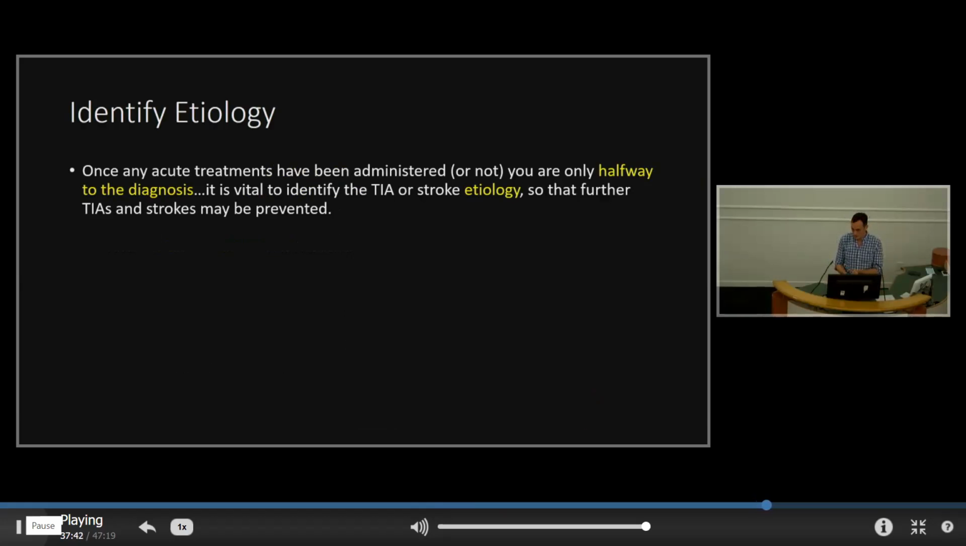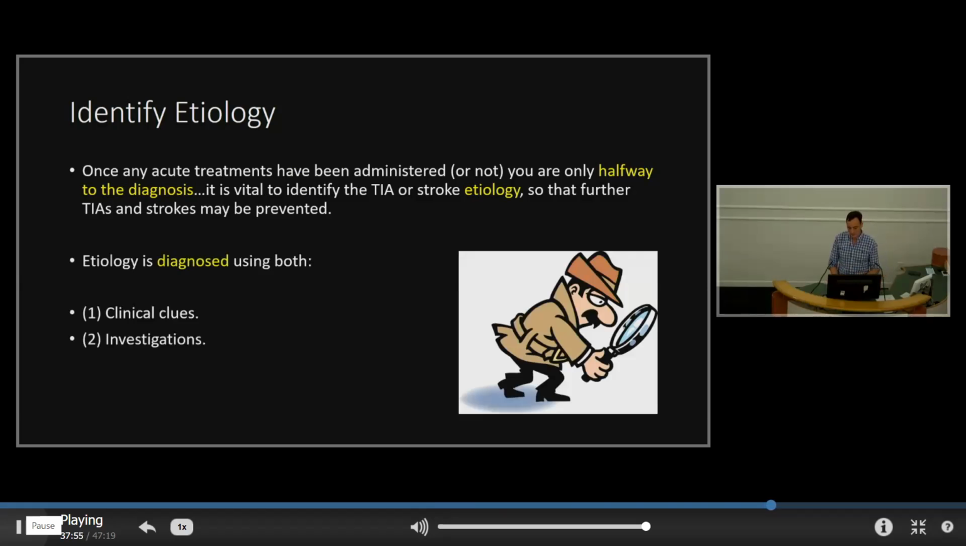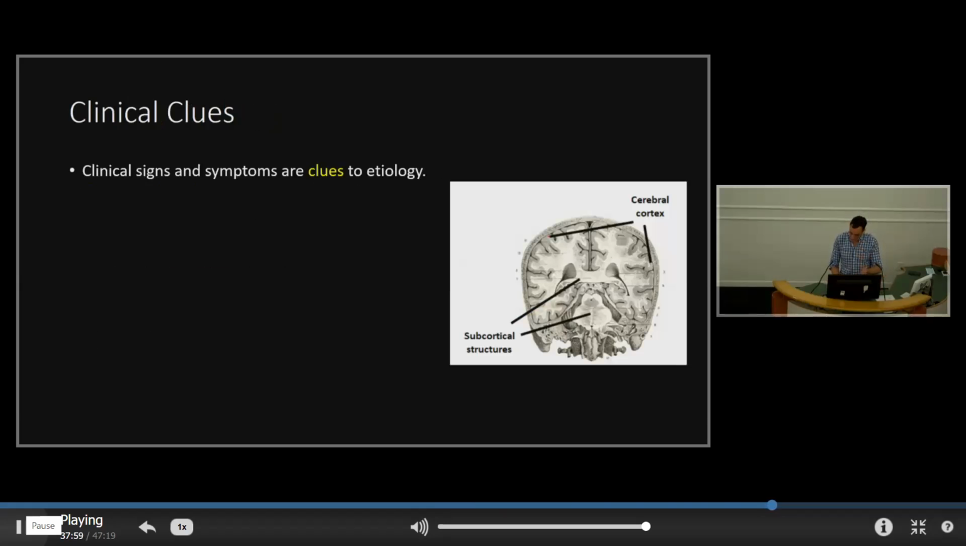This is the part where I think we actually fall down more than anywhere else, because it's so important to find out the source of the stroke or TIA so that you can prevent more. The etiology is diagnosed using clinical clues and investigations. So clinical signs and symptoms are great clues to etiology.